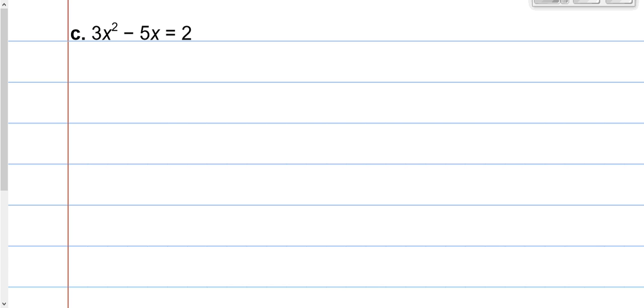Look at another one here. Here we have 3x squared minus 5x equals 2. So this 2 is on the wrong side. So first of all, we're going to have to subtract 2 from both sides of the equation. Cancel on the right. And we get 3x squared minus 5x minus 2 equals 0. Now go ahead and do your product and sum table.